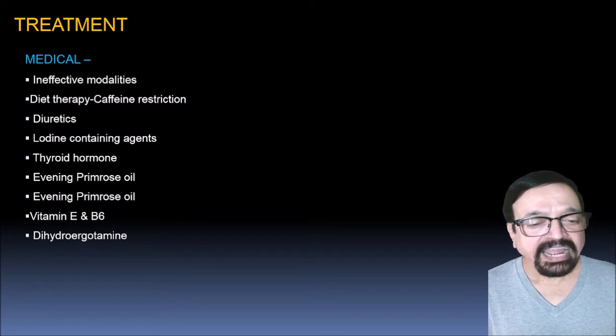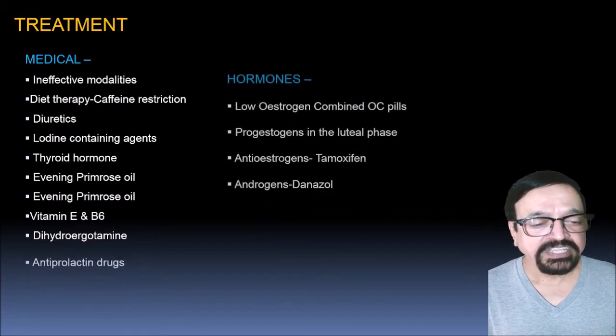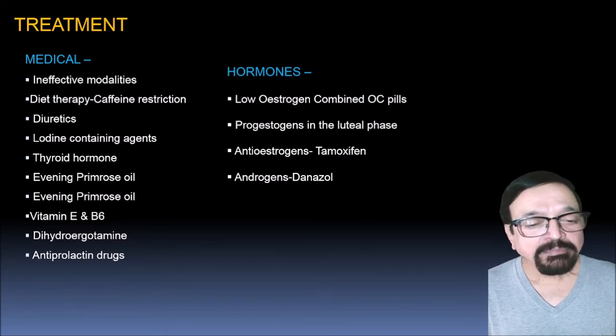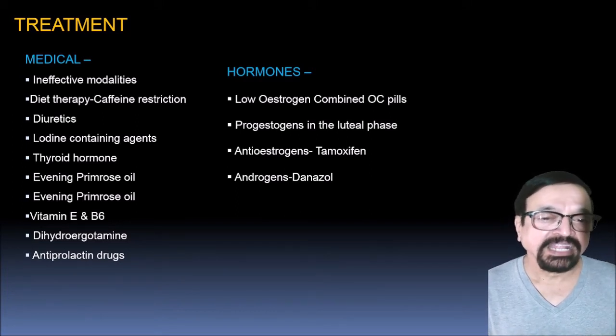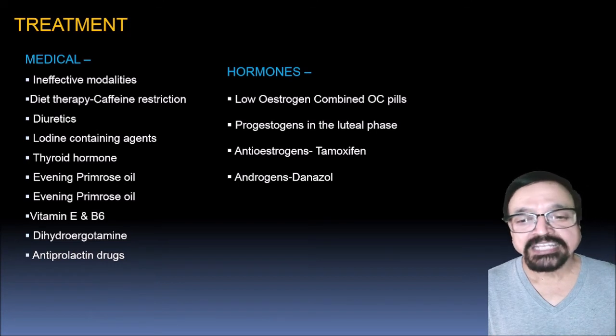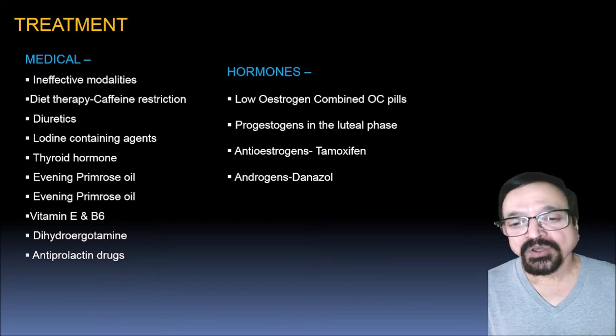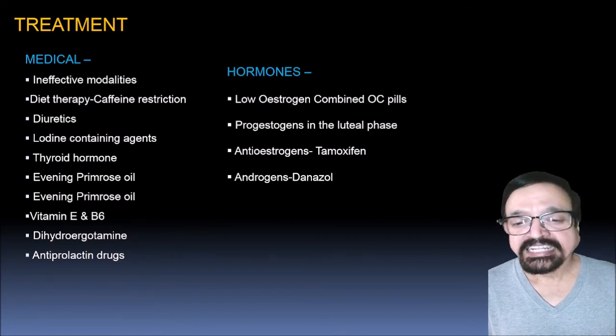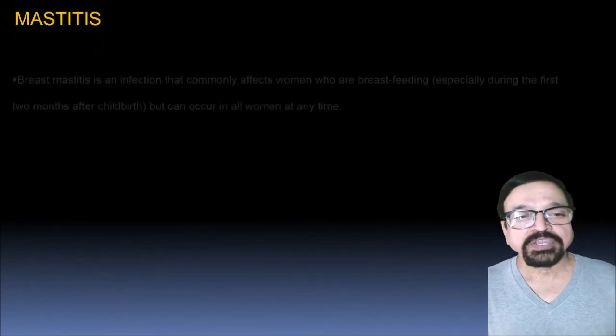Then dihydroergotamine is another therapy which is given. These are the medical line. Then anti-prolactin drugs can be given. Now what is hormone therapy? It is low estrogen, then progesterone in the luteal phase, and anti-estrogens like tamoxifen, and an androgen, that is danazol. So these are the hormonal or medical lines of treatment you give for this.